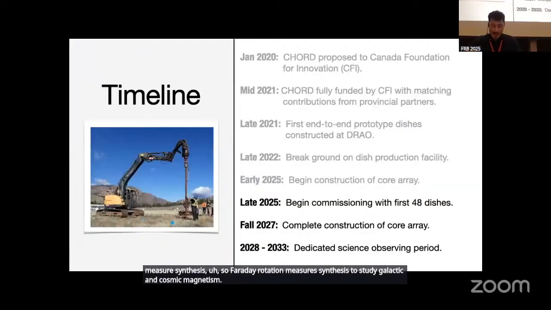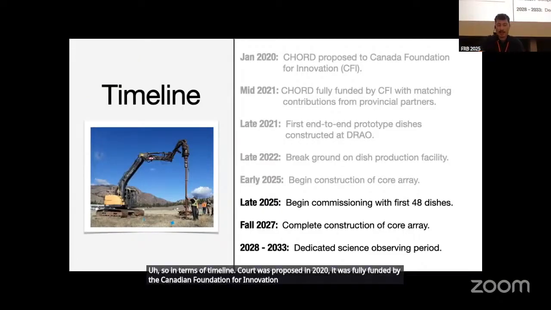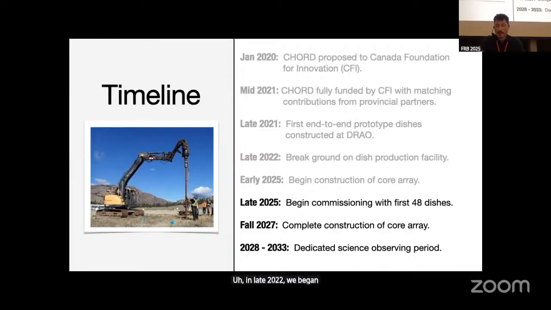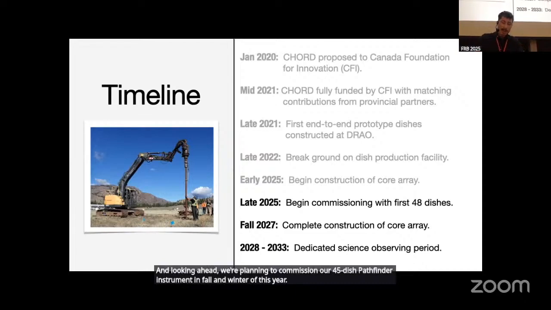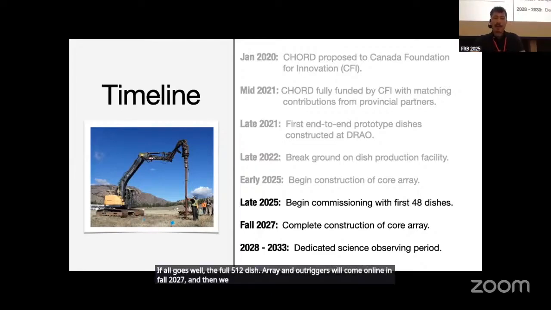So in terms of timeline, CHORD was proposed in 2020. It was fully funded by the Canadian Foundation for Innovation in 2021. In late 2022, we began construction on the core array. And looking ahead, we're planning to commission our 45-dish Pathfinder instrument in fall and winter of this year. If all goes well, the full 512-dish array and Outriggers will come online in fall 2027, and then we'll have a 5-year dedicated observing period.